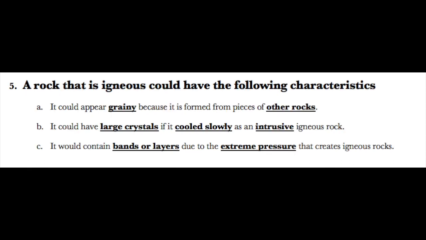Number 5. A rock that is igneous could have the following characteristics. A, it could appear grainy because it is formed from pieces of other rocks. B, it could have large crystals if it cooled slowly as an intrusive igneous rock. C, it would contain bands or layers due to the extreme pressure that creates igneous rocks.